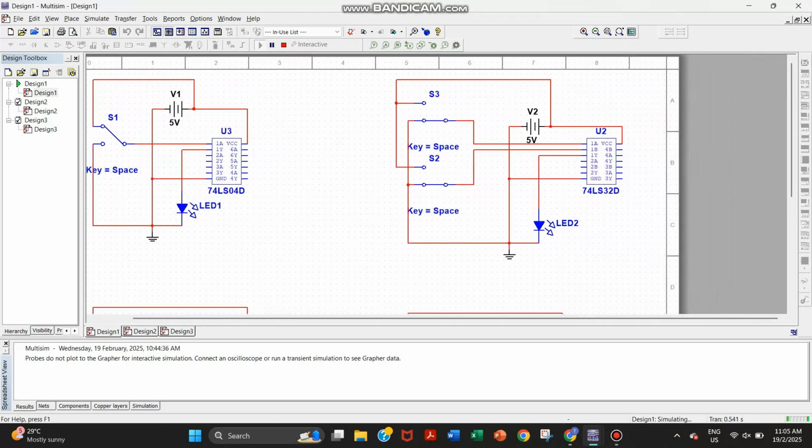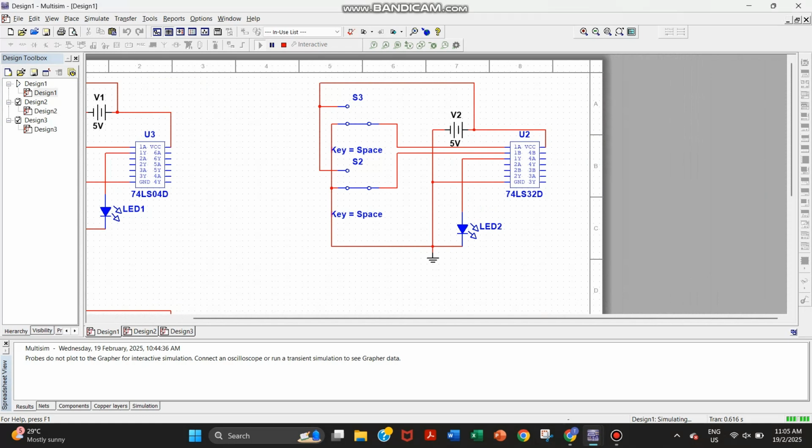Next, we have the OR gate, which has two inputs, and adds them together to get the output. So now it's 0 0, the output will be 0, and when I switch it to 1 0, it will become 1, and when I switch it to 0 1, it will also become 1. When both are 1, it will also become 1.